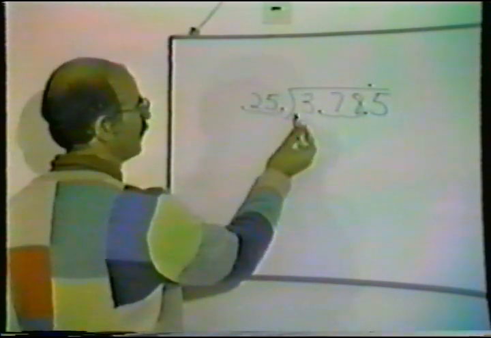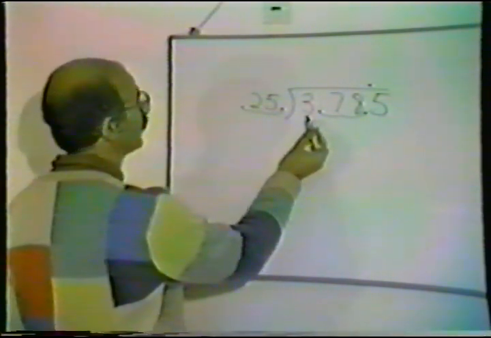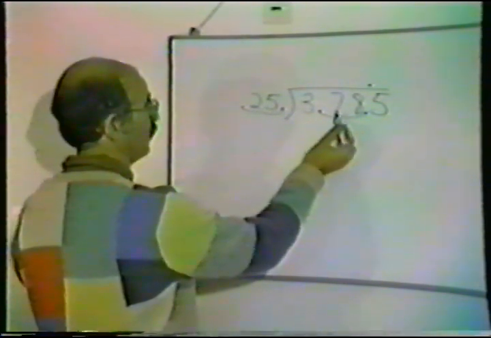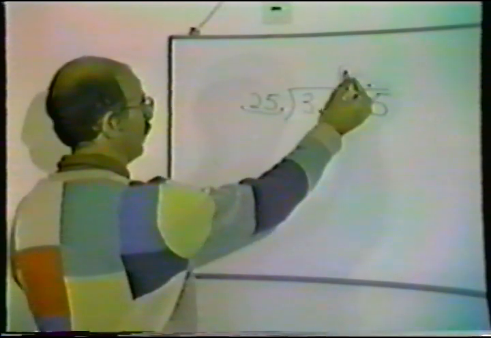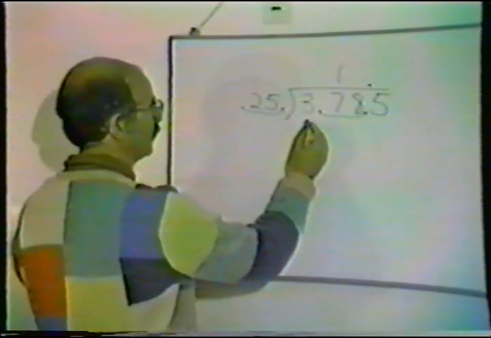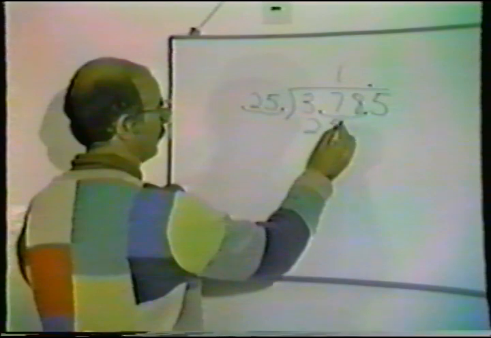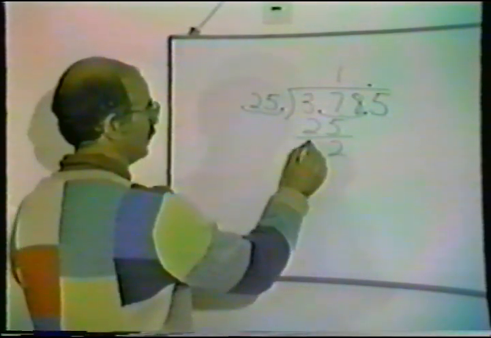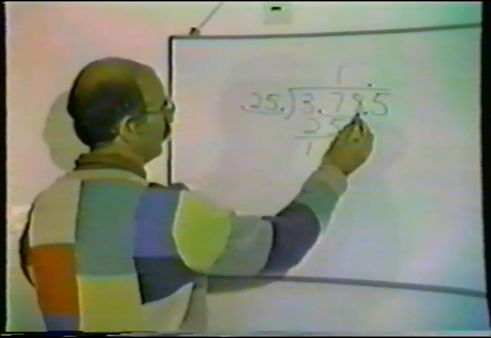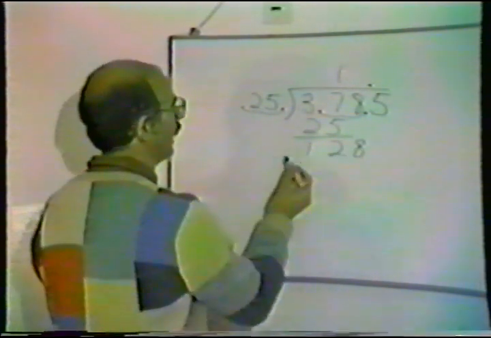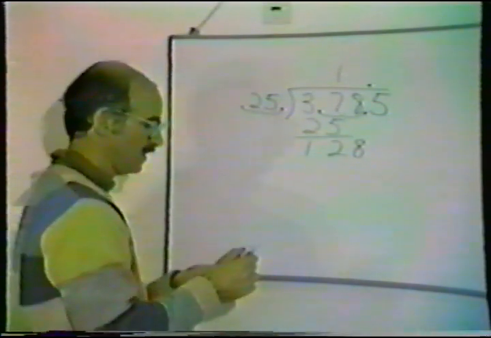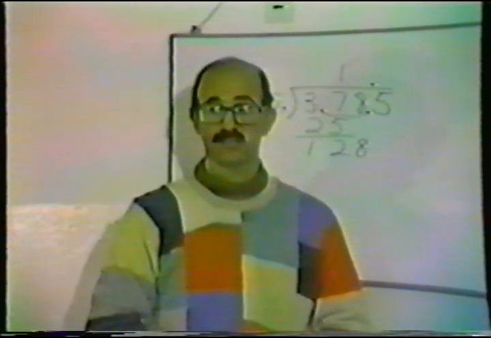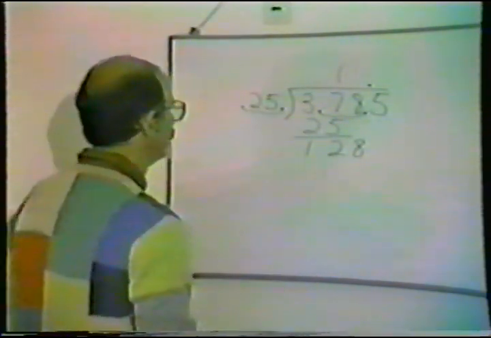25. Does 25 fit into 3? No. Does it fit into 37? Yes. How many times? Once. And so 1 times 25 is? 25. Subtract and we get? 12. Bring down the 8. How many 25s do you think there are in 128? 5. 5 is correct.